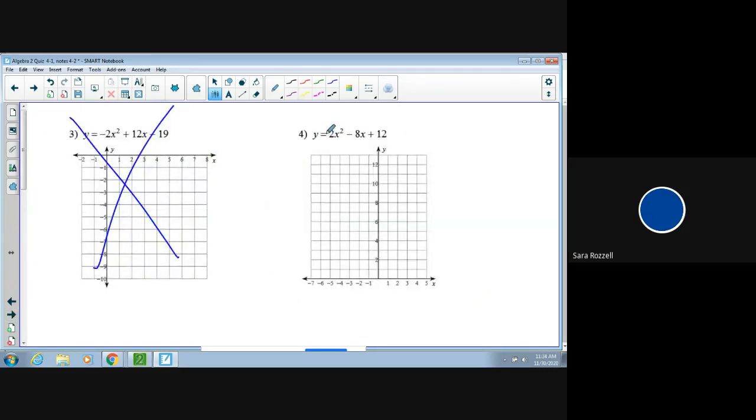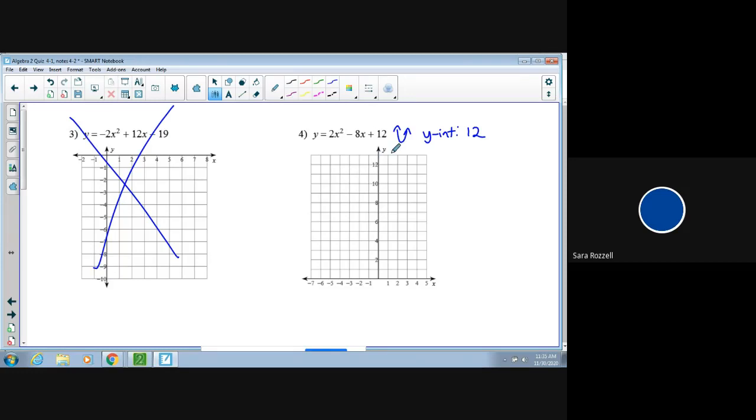All right, good. Okay, so we're going to do this: y equals 2x squared minus 8x plus 12. So we always want to look at the beginning and see, is it going to be up or down? That's going to help us out. So this has got a positive 2, so our parabola is going upward, right? Okay. And our last number is 12, so our y-intercept is 12. That's our c value.